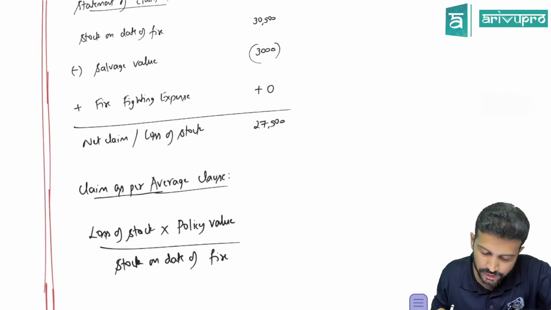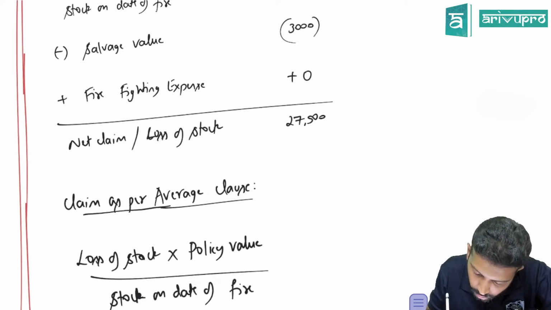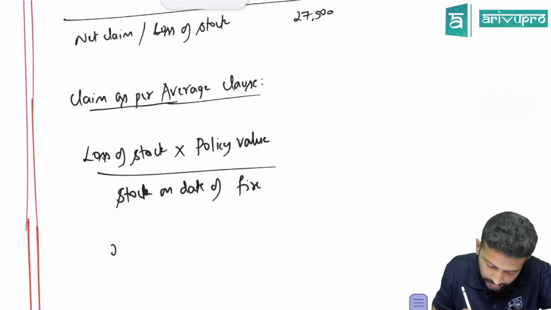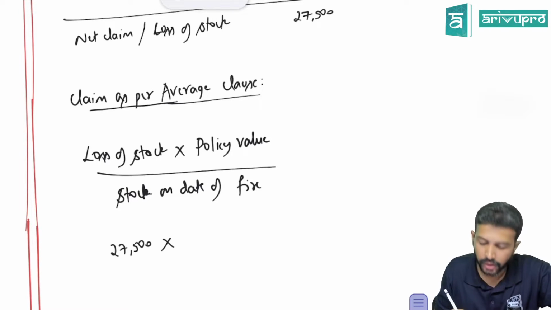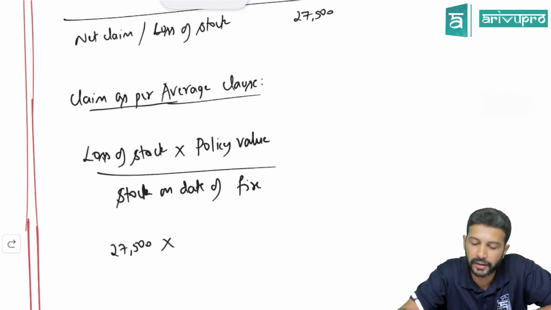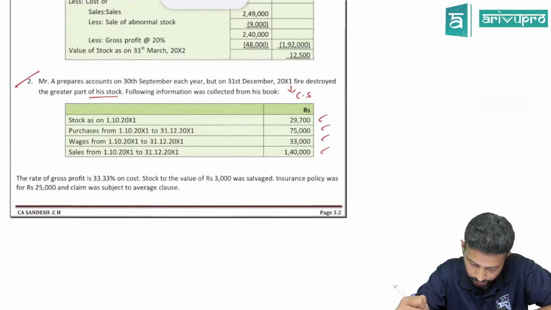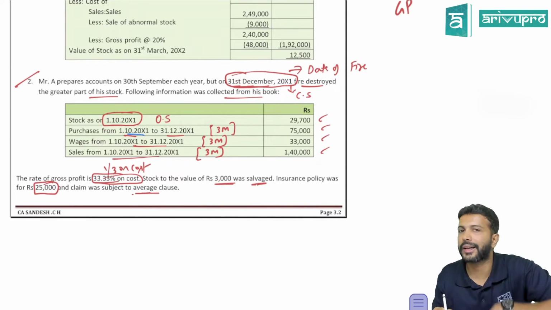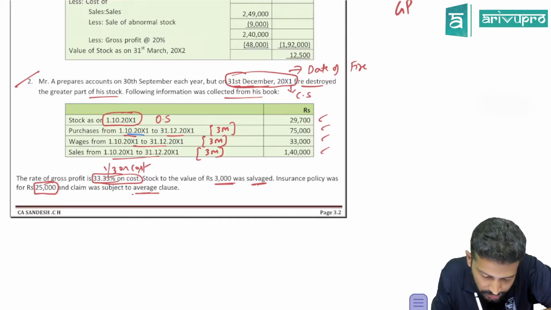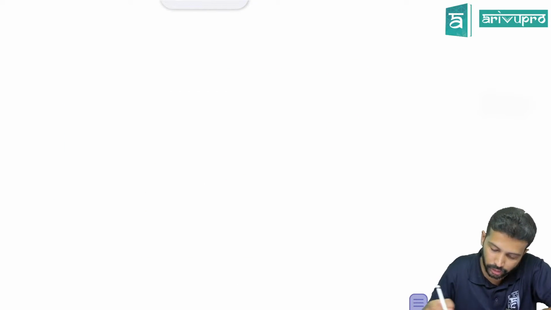Do you know the loss of stock? How much is the loss of stock I've called out here? 27,500. First I'll calculate, then I'll explain. Into policy value. Have they given the policy value in the question? Check. Policy value means how much you have taken the insurance for. The insurance policy was taken for 25,000. So multiply that.